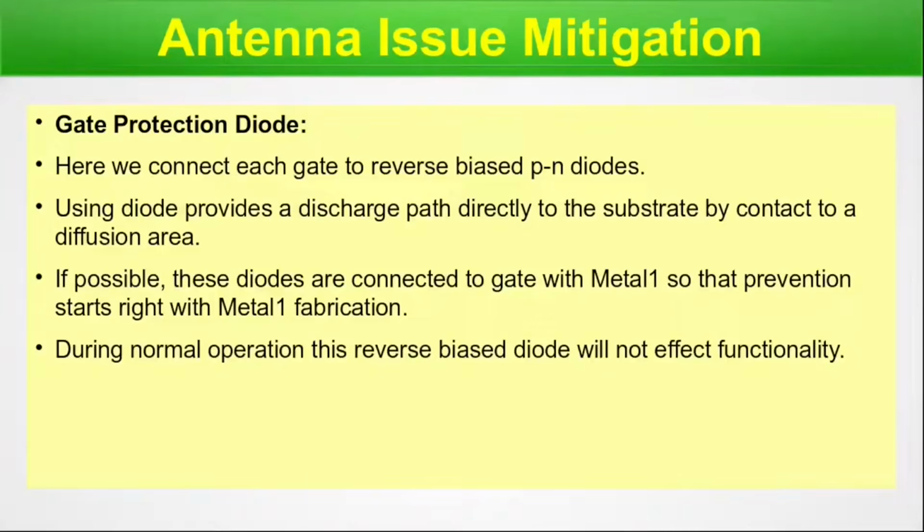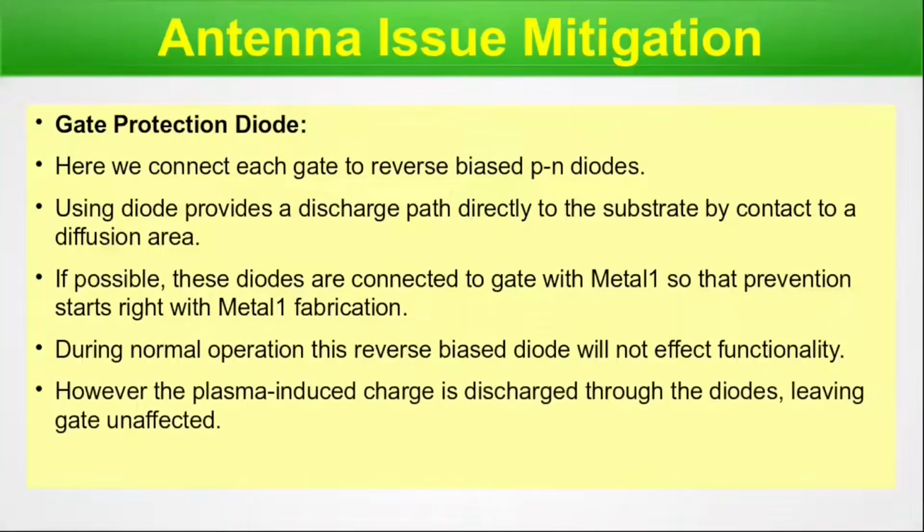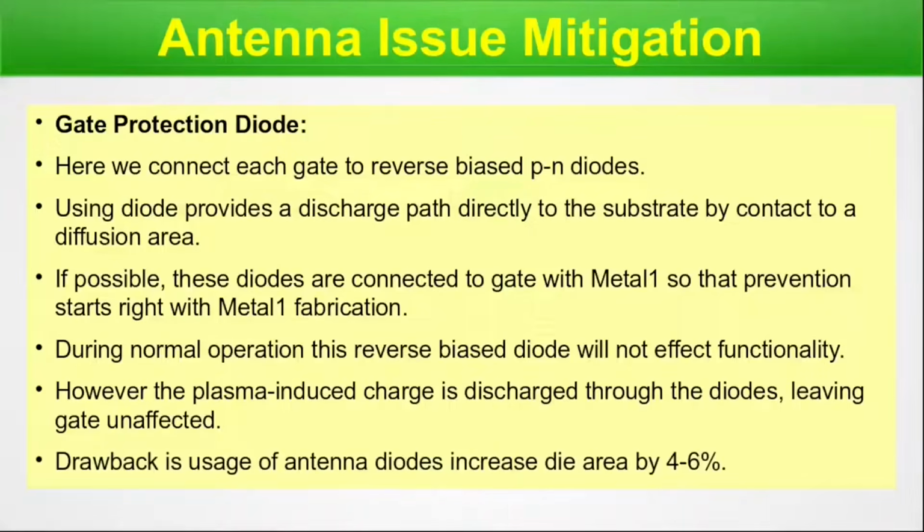During normal operation, this reverse bias diode will not affect the functionality. However, the plasma-induced charge is discharged through the diodes, leaving the gate unaffected. The drawback is that the usage of antenna diodes may increase the die area by 4 to 6%. So we are done with this slide. Let's move on to the next slide.